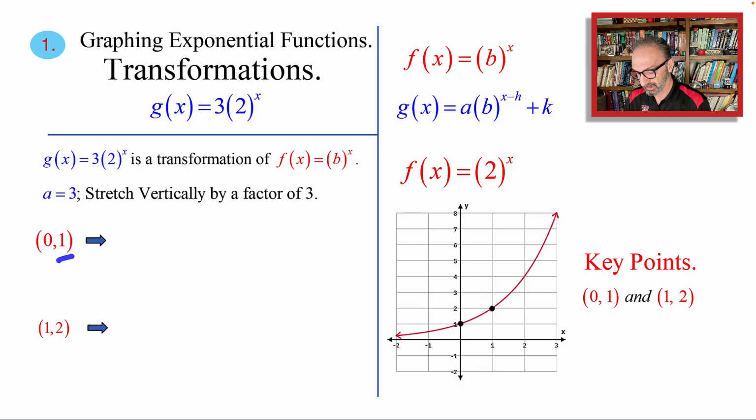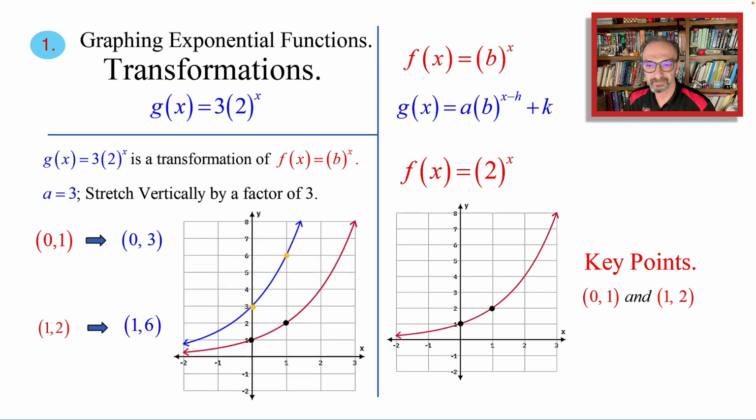1 will get affected by 3 times, and it will be (0, 3) instead of (0, 1). 2 will be affected vertically by a factor of 3, so 2 times 3 will be 6, and that is the new 2 points or key points. So the graph will look like this. (0, 3) instead of (0, 1), and (1, 6) instead of (1, 2). That should do it for number 1.